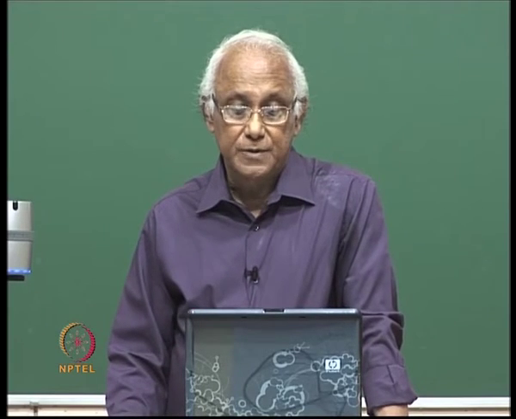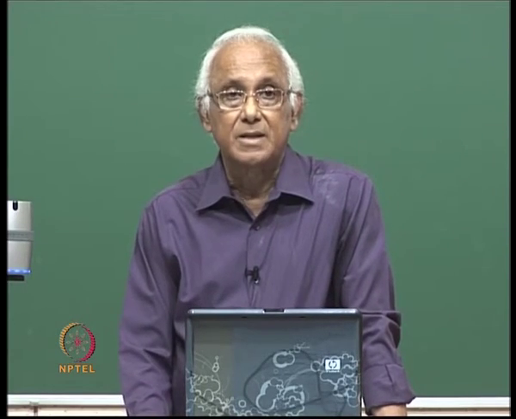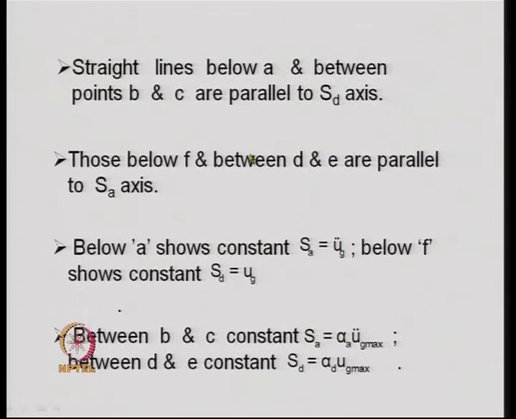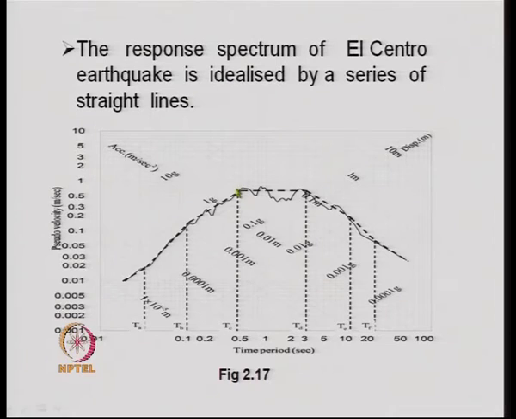Now, the left of C is directly related to maximum acceleration, because in this plot we can see that on the left of C everything that is there is parallel to the SD axis representing the acceleration, and beyond this point everything that is there represents the displacement, because these lines are parallel to the acceleration axis representing the displacement.